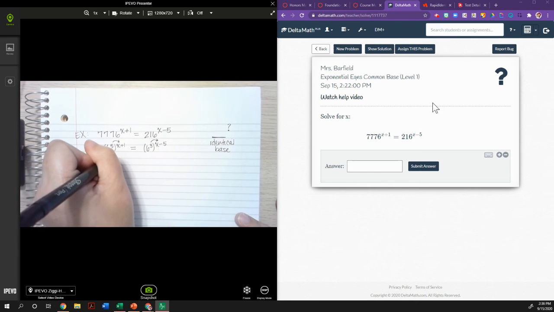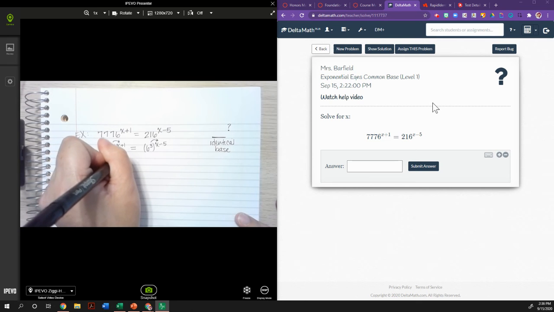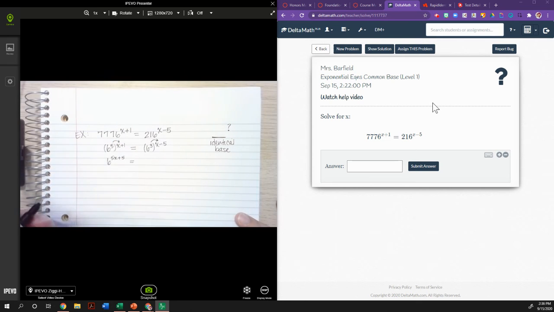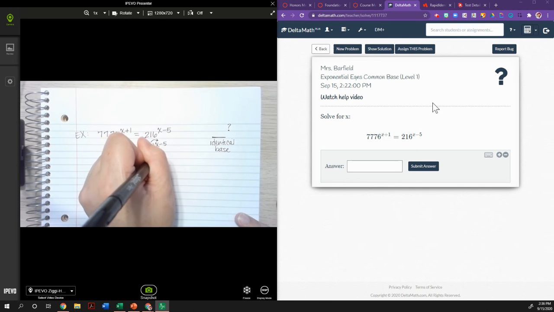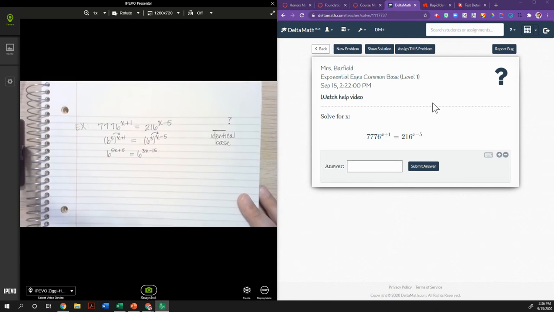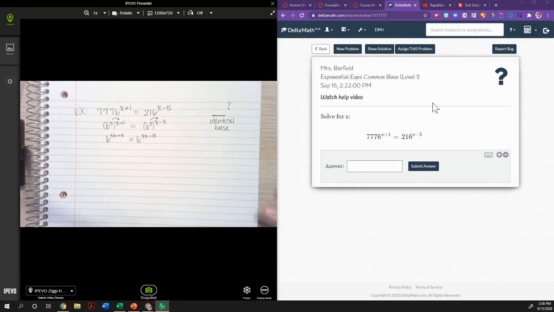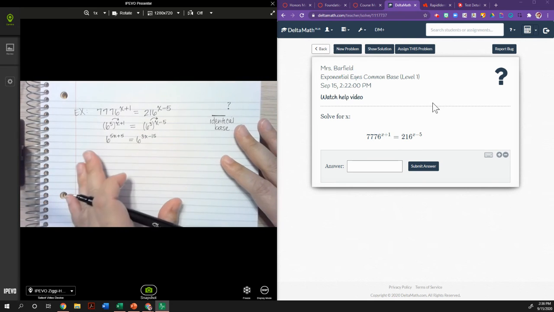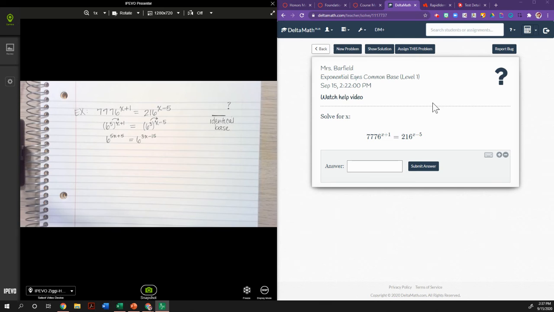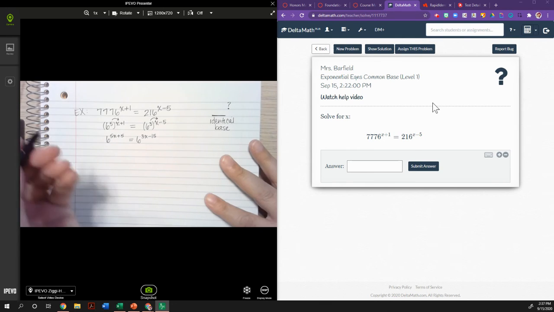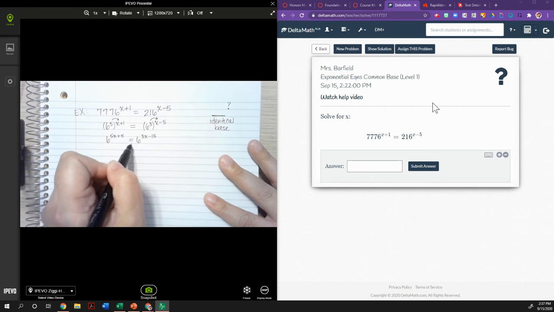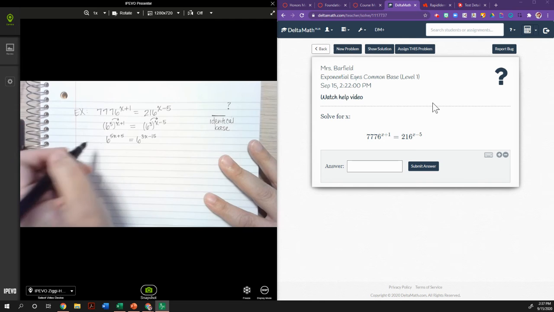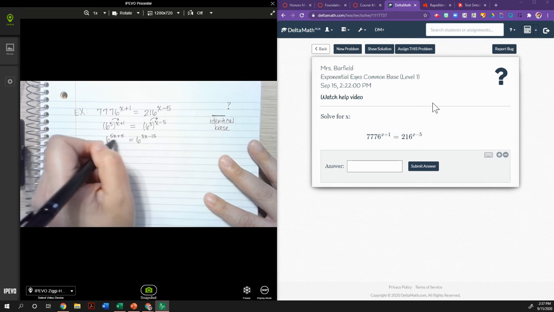All right, so 6 to the 5x plus 5 equals 6 to the 3x minus 15. When you get to this point, I can literally just cancel the sixes out. But this is why I'm doing this: if I take the log base 6, that cancels and it leaves me my exponent.